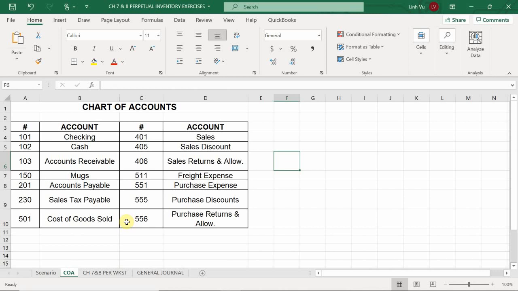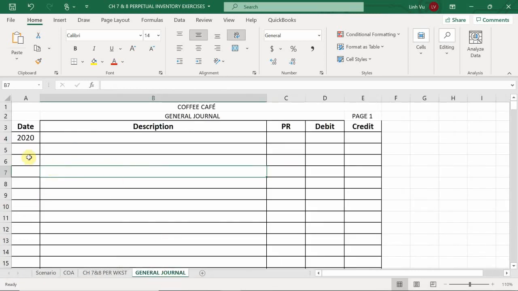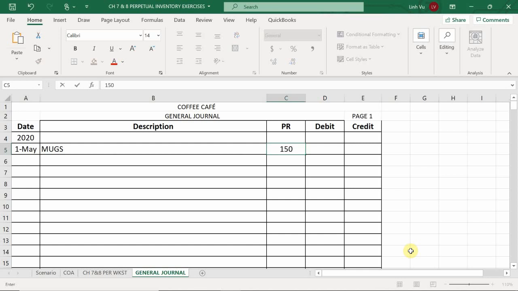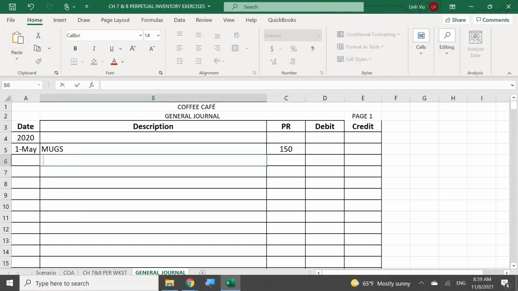Now, what's my inventory going to be? Mugs. Mugs for one, okay, so 150, and accounts payable is 201. All right, so general journal. Okay, today is May 1st. Okay, we have mugs because, exactly how Brian said it, right? We're using perpetual inventory. Everything you're going to be doing is placing it into inventory. So there you go. And the second thing we notice here is we placed it on account.